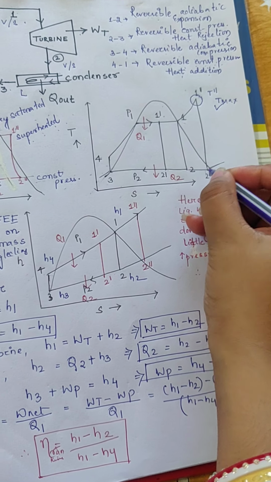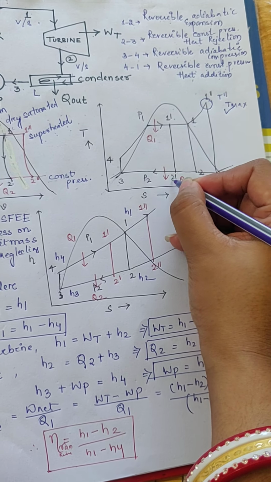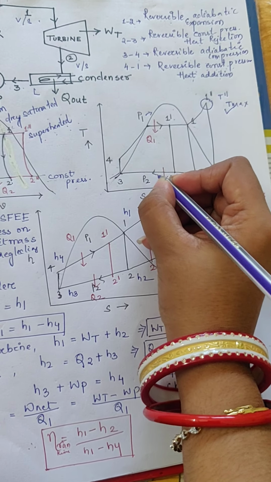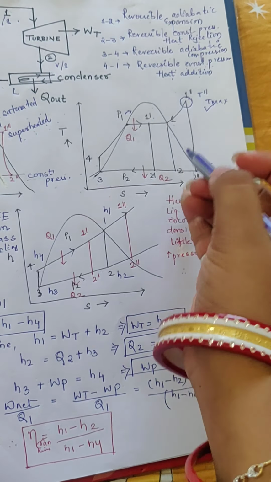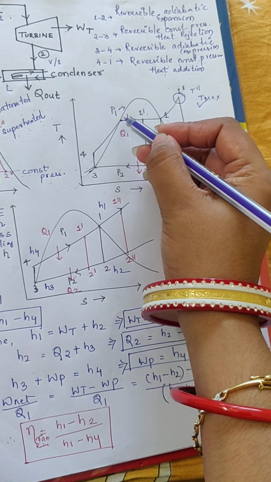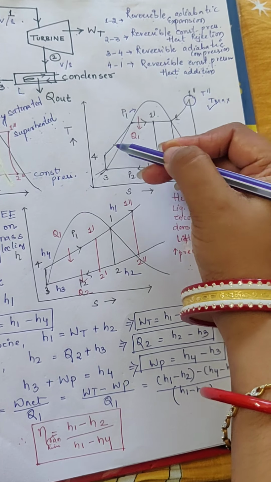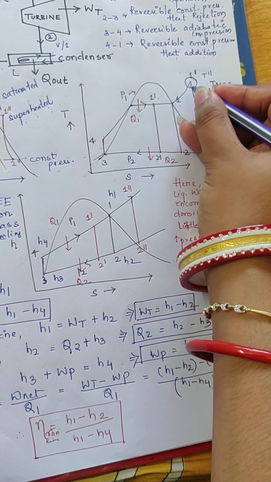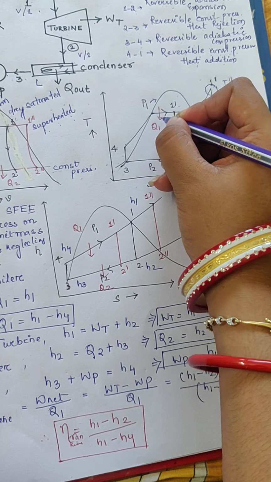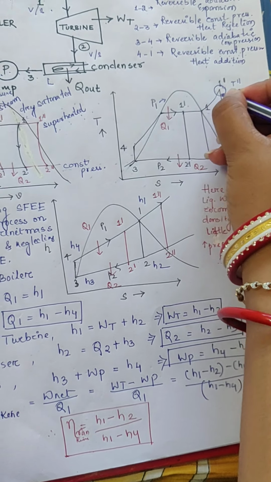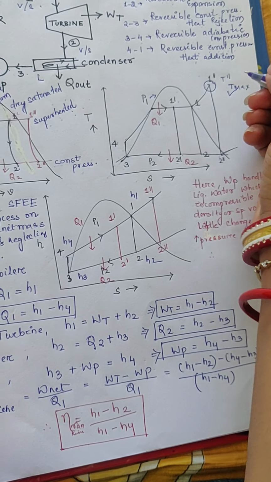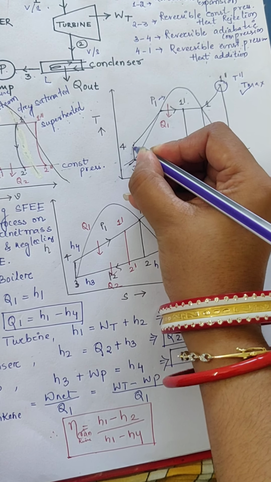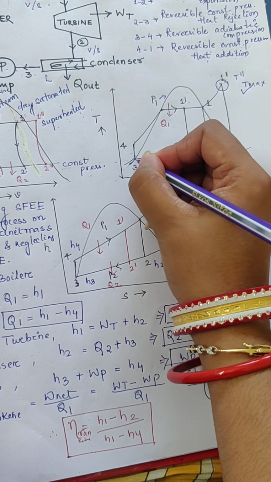And in this area, 2 dash, 2, you can see that here P1 is the boiler pressure, and P2 is the condenser pressure. From 4 to 1 dash or 4 to 1 double dash, only heat is supplied. Here more heat is required to reach the position of 1 double dash. So I have to draw this dotted line over here.